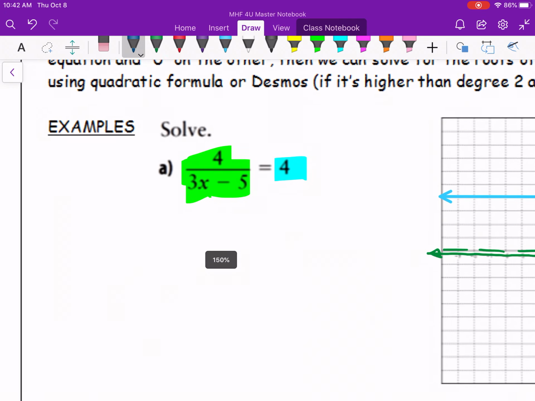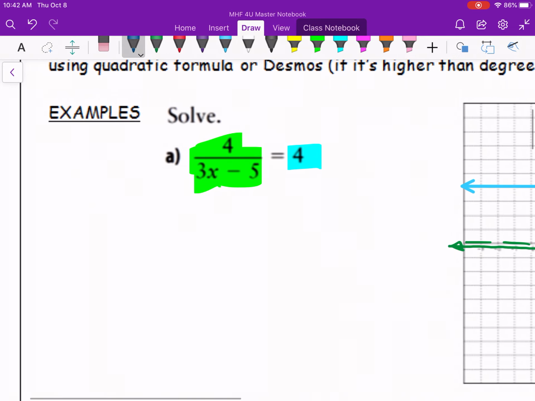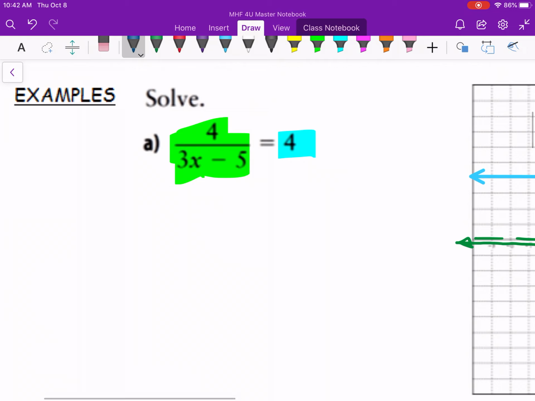So algebraically, what we can do is move everything to one side, as it says just above here. But another thing we can do is, if it's a rational function and there's just one term, so to speak, on each side, then we can cross multiply. So I'm thinking of 4 over 3x minus 5 as a single term. If I've got one fraction, one unit, and if I think of the other side as a single term, then I can cross multiply.